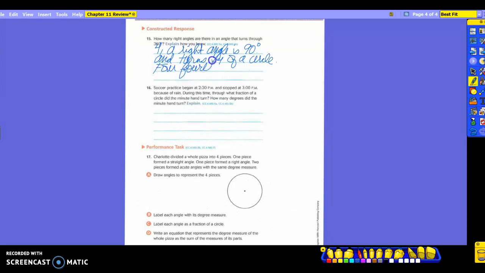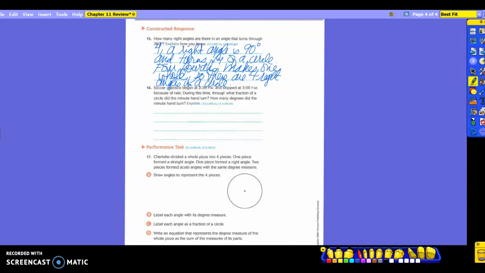4/4 makes 1 whole, which is something you should have already known from before. So we're using some of those things we did, fractions, to help you out with angles as well.